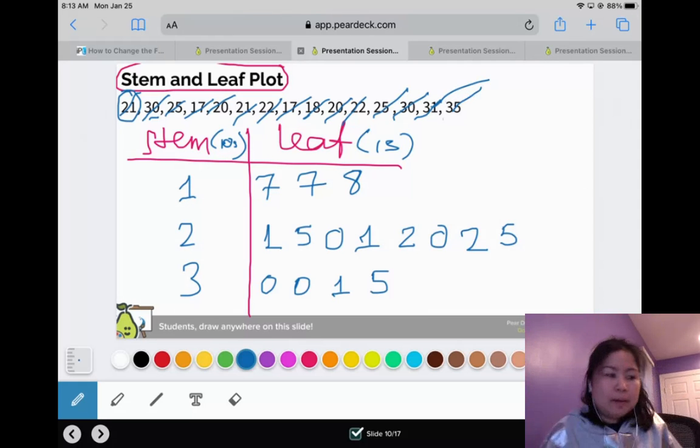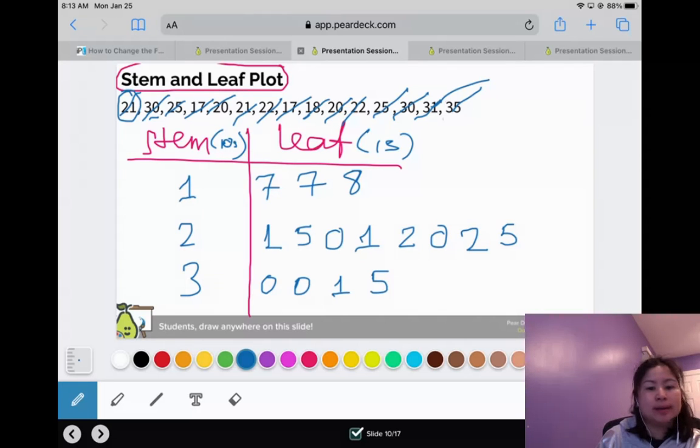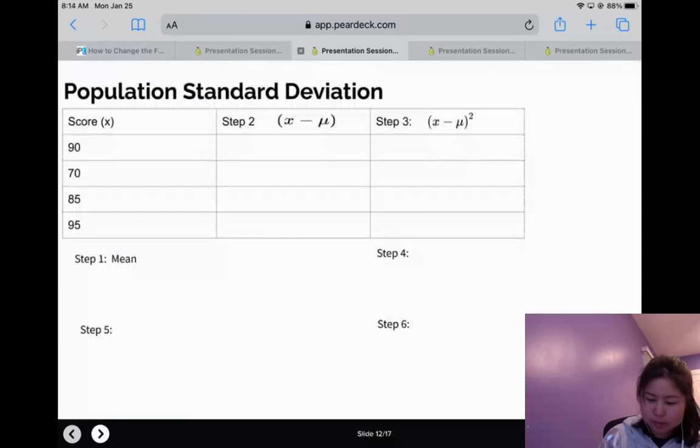Questions? How do we feel about this? This is slide 10. For those who did it, if you see the mistake I made, or you can ask me a question like, I got this one instead, then we can go back and check. Okay, so that's stem and leaf plot. If no questions, you can do another practice on your own.